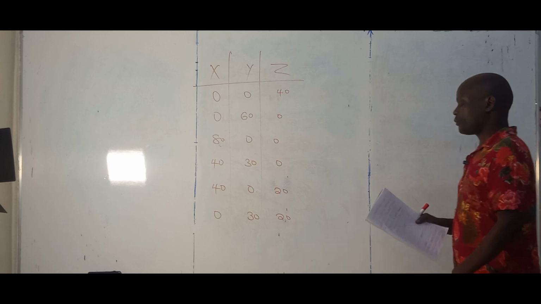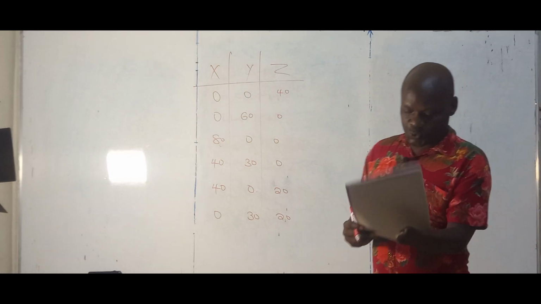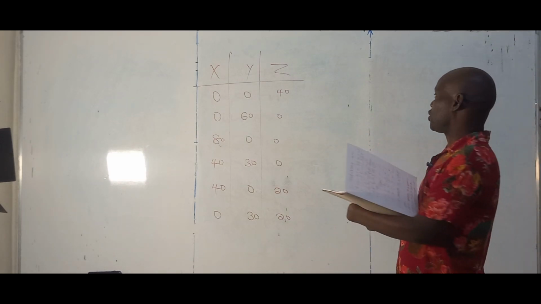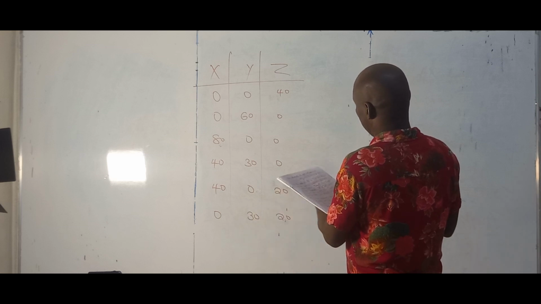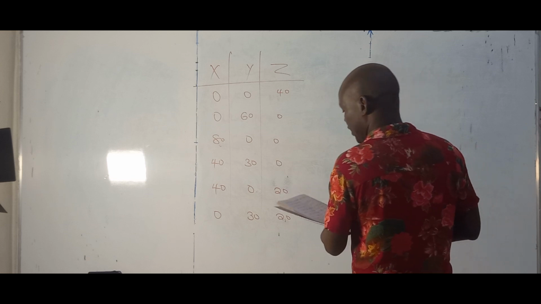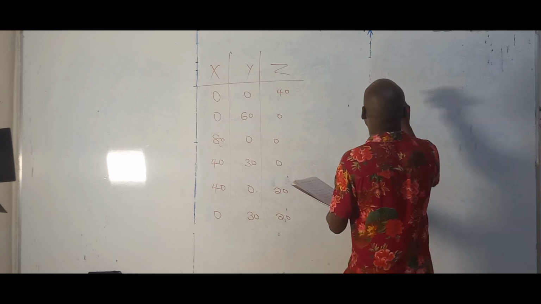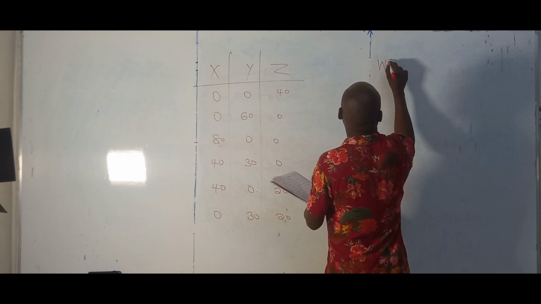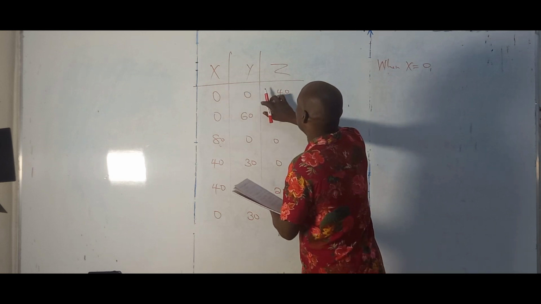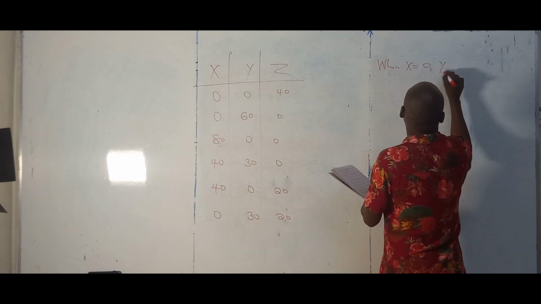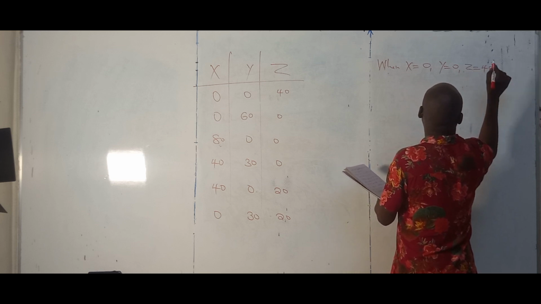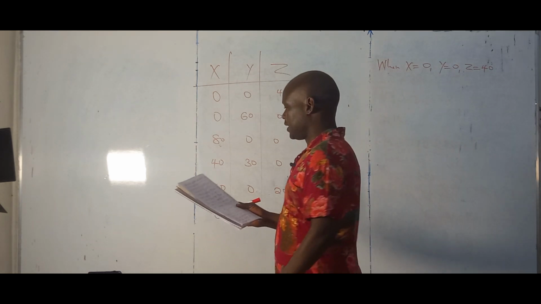So to calculate the opportunity cost of producing 1 unit of X, we need to look at different combinations of outputs in this case. And so let's consider the first case, where X is 0. I want to take the first combination, Y is 0 and Z is 40.